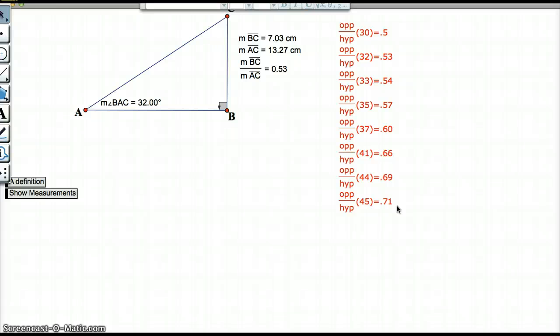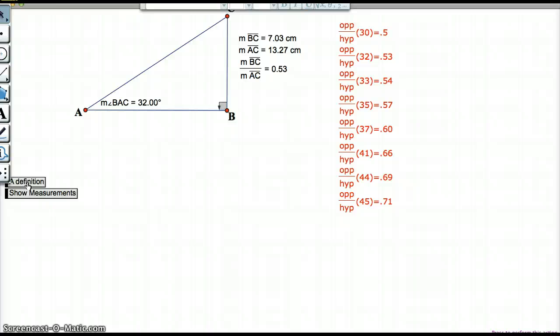What I want you to do is grab your calculator and pull it out. You need to change it to degree mode. So go to mode, and where it says radian and degree, you're going to switch that over to degree. And then look for the button on your calculator that says SIN. That really stands for sine. And if you put in the sine of 37, then you will get 0.6. If you put in the sine of 41, you will get 0.66, and so on.